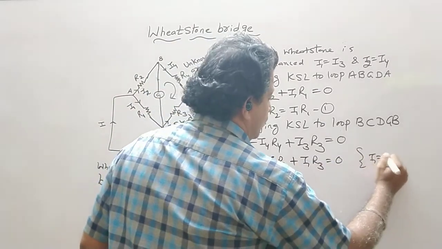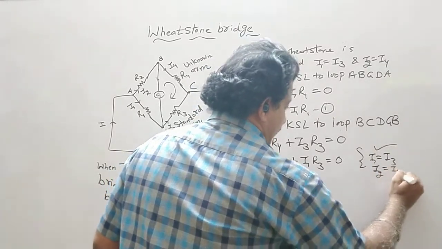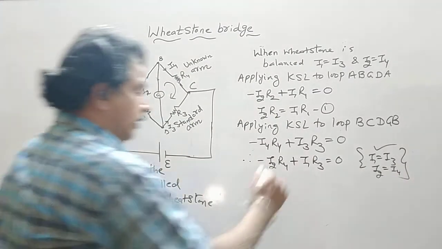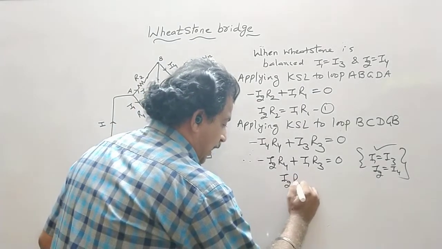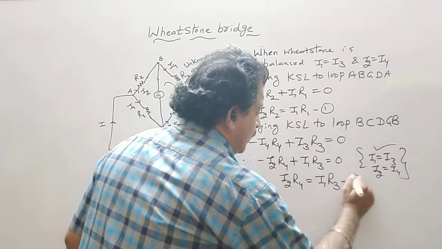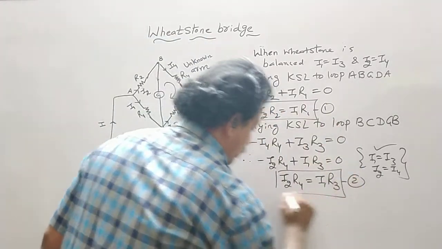Now this is possible, you have to remember this, only when the Wheatstone bridge is balanced. If it is unbalanced, different current will flow in the different arm. So this can be written as I2 R4 is equal to I1 R3. That is equation number 2. So this is equation 1, this is equation number 2.